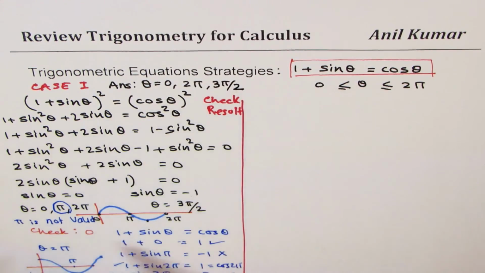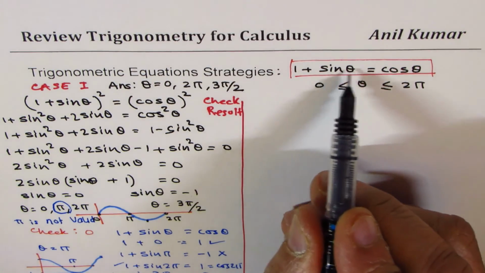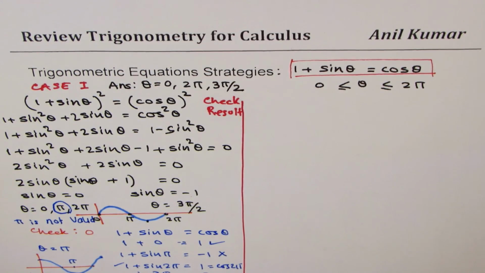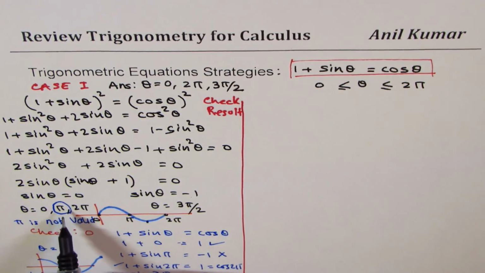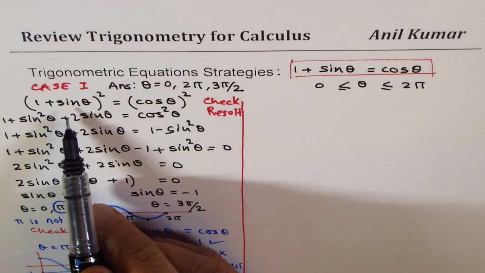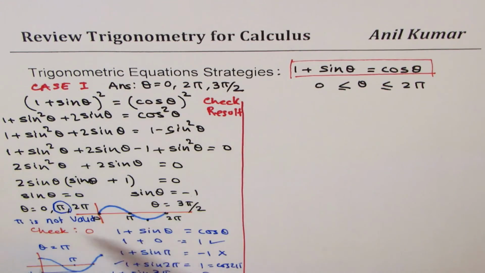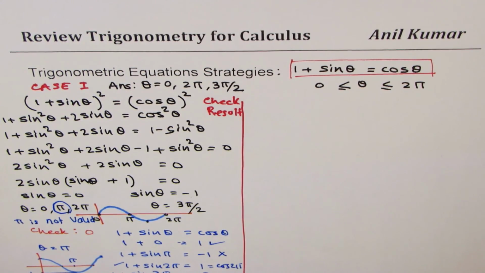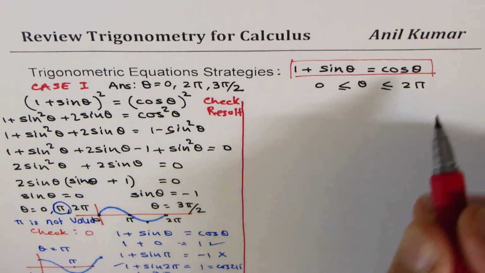Is it okay? Pi does not satisfy this equation, correct? Why did you get this answer? Because you squared it. -1 squared is +1. That's why you got that answer, right? Okay. Now that is case 1. You could do it like this, but you have to be careful of checking the values.